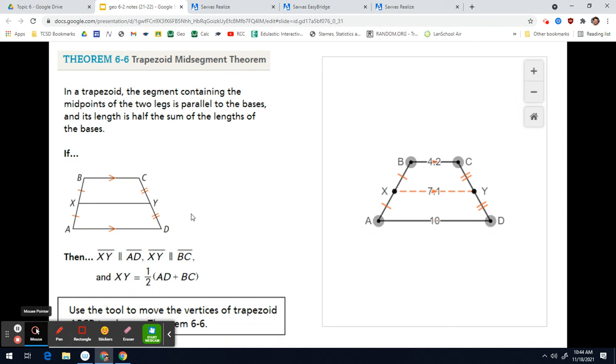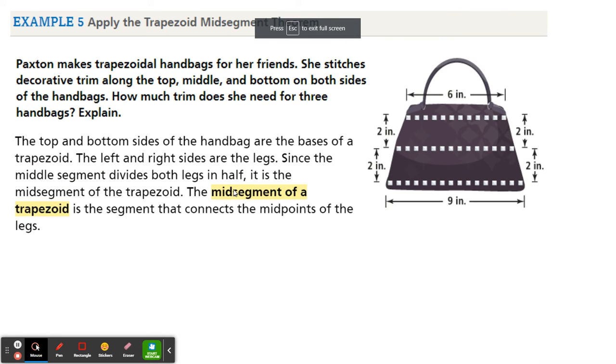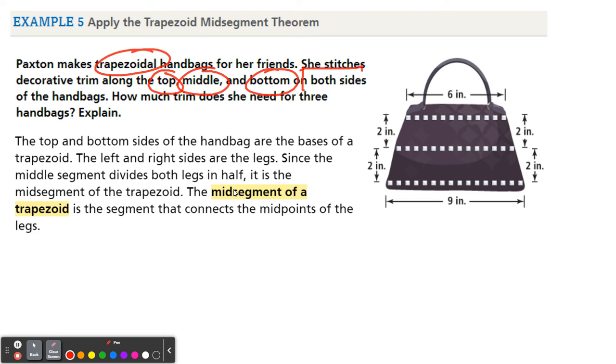Okay. All right, so let's do one problem involving a trapezoid midsegment. All right, so it says Paxton makes trapezoidal handbags for her friends. She stitches decorative trim along the top, middle, and bottom of both sides of the handbags. How much trim does she need for the 3 handbags? Explain. So again, these are trapezoids. She puts a decorative trim along the top, the middle, and the bottom on both sides.